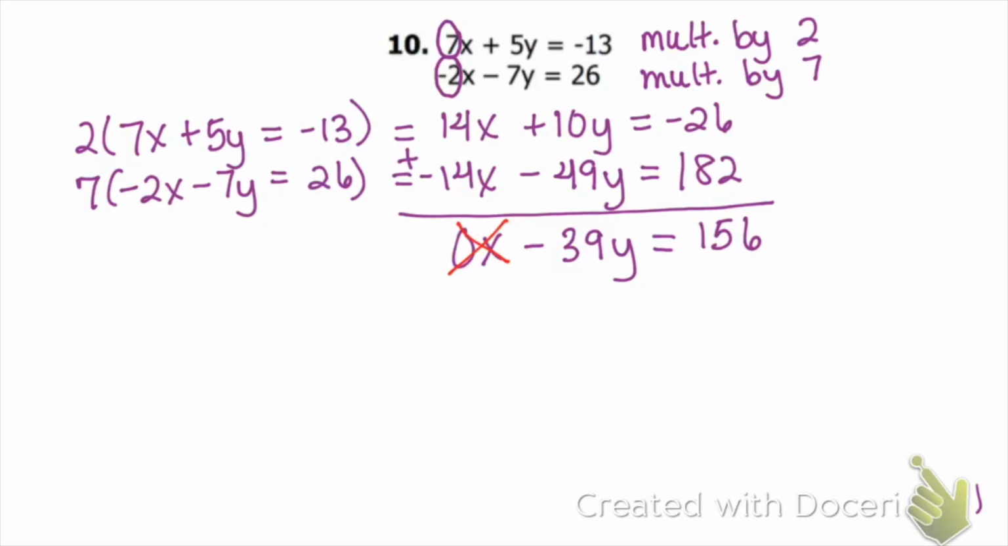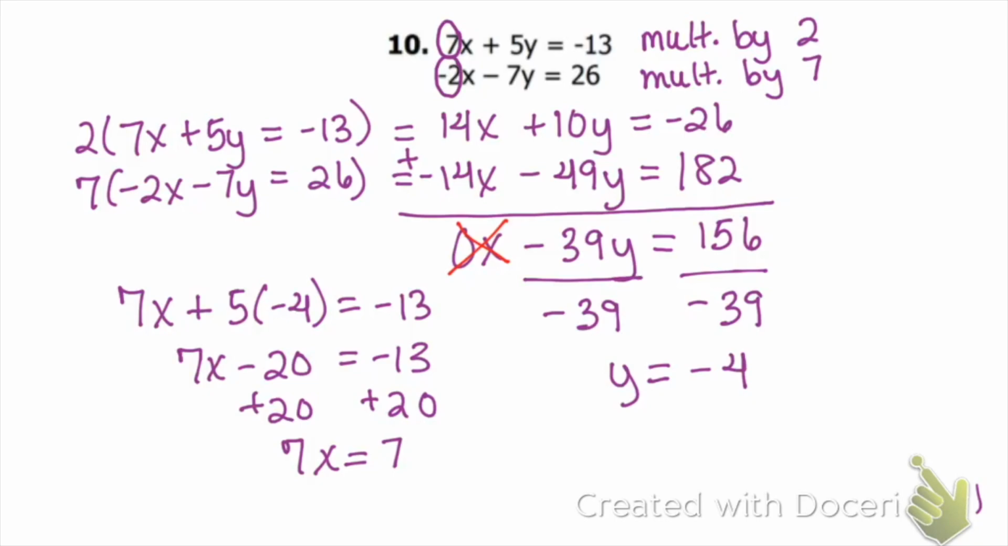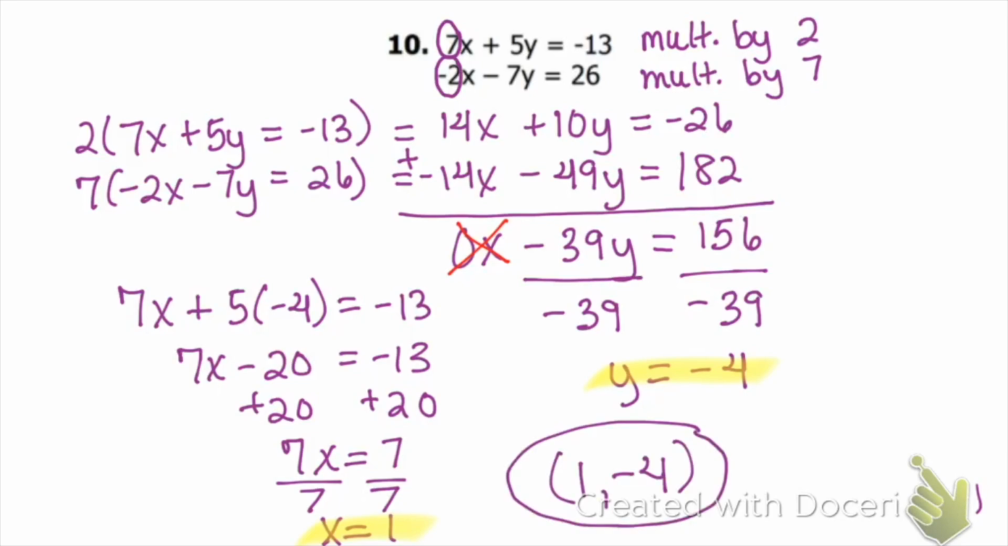Add your two equations together, and you would cancel out your x term, and then you would be left with negative 39y equals 156. Divide by negative 39, and you get y equals negative 4. Take that negative 4 and substitute it back into one of the equations where y is. I chose the first equation. So 7x plus 5 times negative 4 equals negative 13. Multiply your 5 and your negative 4 and get negative 20. Add 20 to both sides. You get 7x equals 7. Divide by 7. You get x equals 1. So if x equals 1 and y equals negative 4, your solution would be 1 comma negative 4.